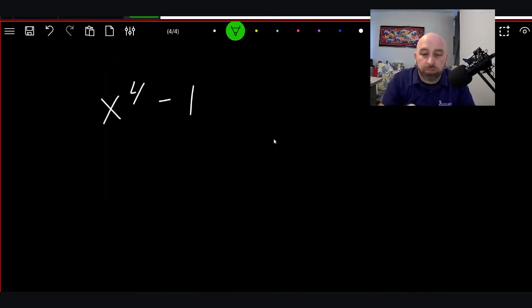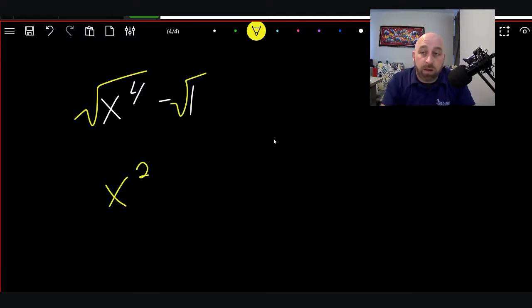Let's do one more. So here we go. We have a perfect square, a difference, and a perfect square. So just do it. Square root that. X squared times x squared equals that. Square root that. 1 times 1 equals 1. And then turn it into a conjugate. We have a positive 1, and we have a negative 1.